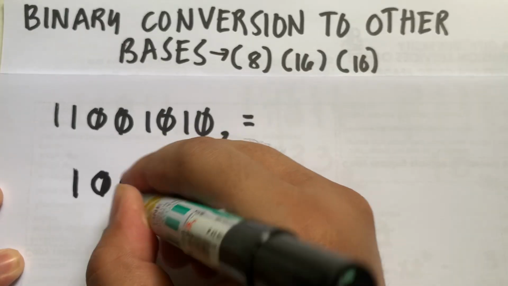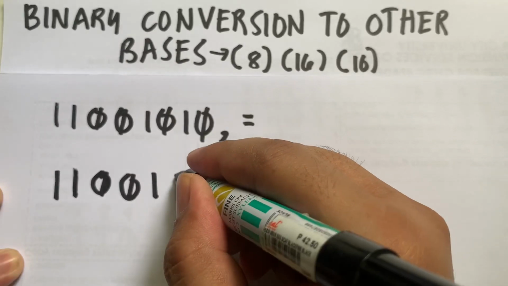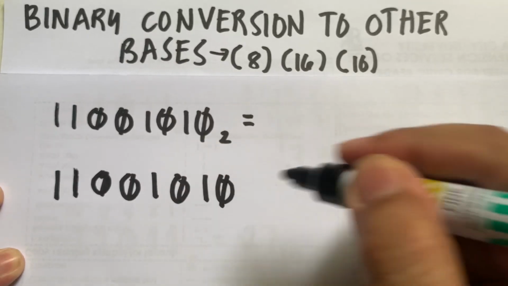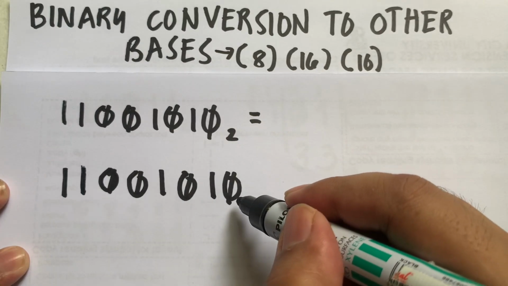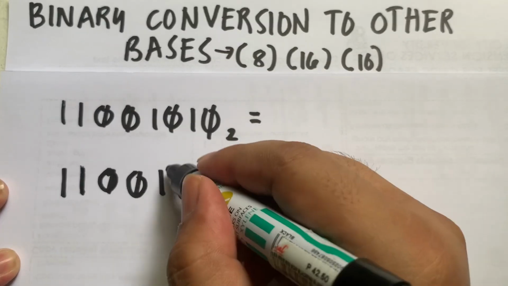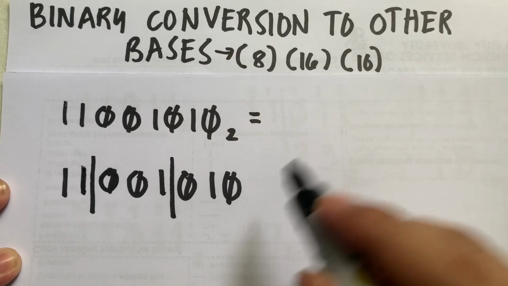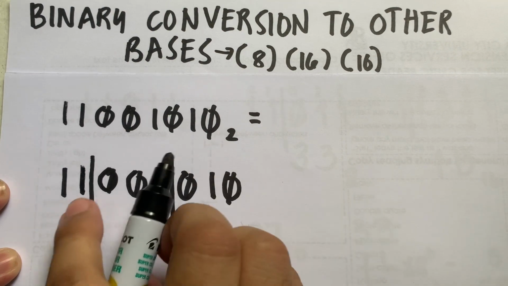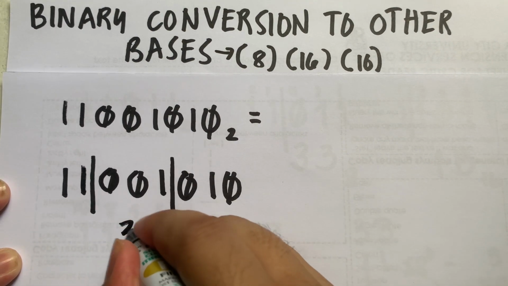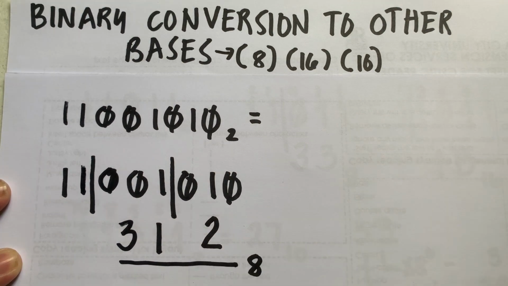So again, using the digits of the given binary number, we can easily get its octal equivalent by grouping the number into 3. So there, and then there, and then using the positional values, this is 1, 2, this is 1, and this is 1 plus 2, that is 3. So we have 312 as its octal equivalent.